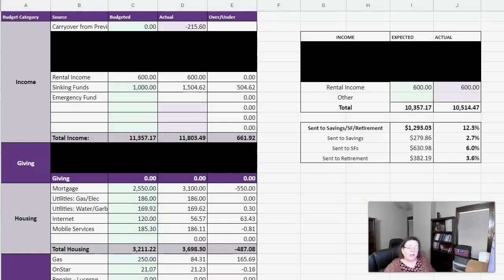Let's jump into our February 2021 budget report so that I can show you how everything played out. So here's our budget template, and I use this every single month. It has evolved over time into what you see today. It didn't start out with all of the functionality that it has today, but I'm really pleased with it.